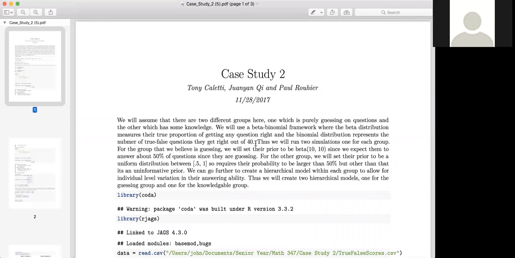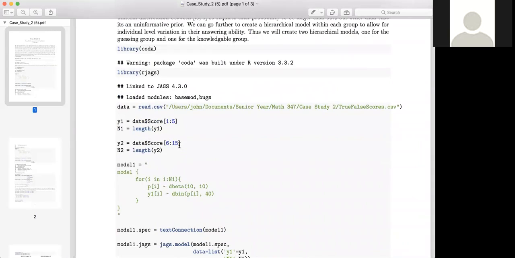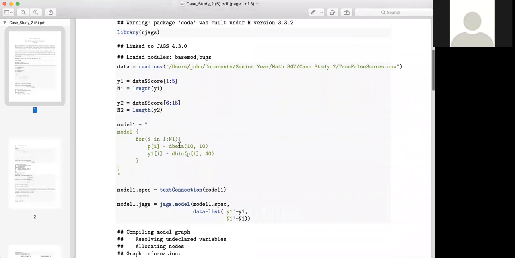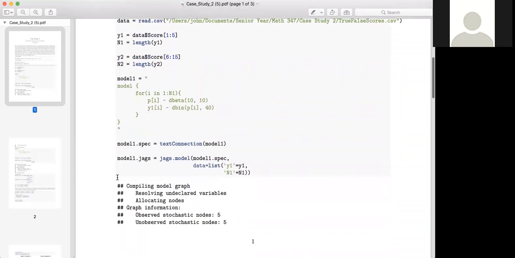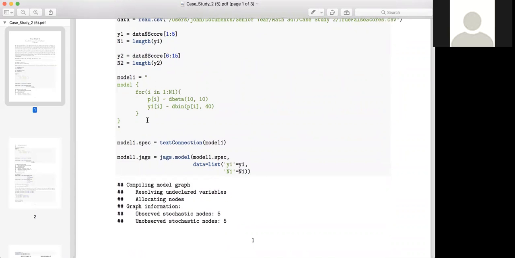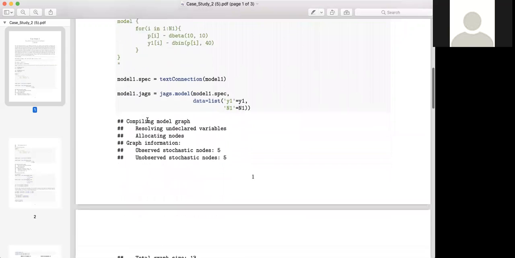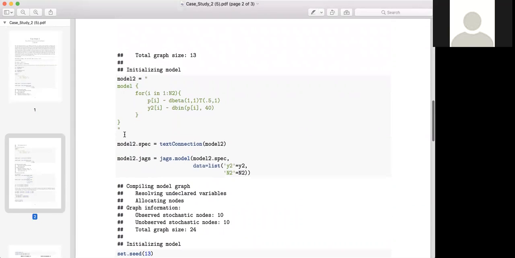Yep. So we assumed there were two groups to start with, and so we split the groups into the guessing group, which was the first 5 students, and the knowledgeable group, which was the second 10. We created 2 separate models for each of them. We set a prior for the first group around 50% for answering any single question, because that was about what they got on the actual test, and we let the probability differ by each individual. For the second model, we set a uniform distribution from 0.5 to 1 for the probability that they got any question right, since we cut it off at a lower bound of 0.5 because they all were answering about 30 out of 40.